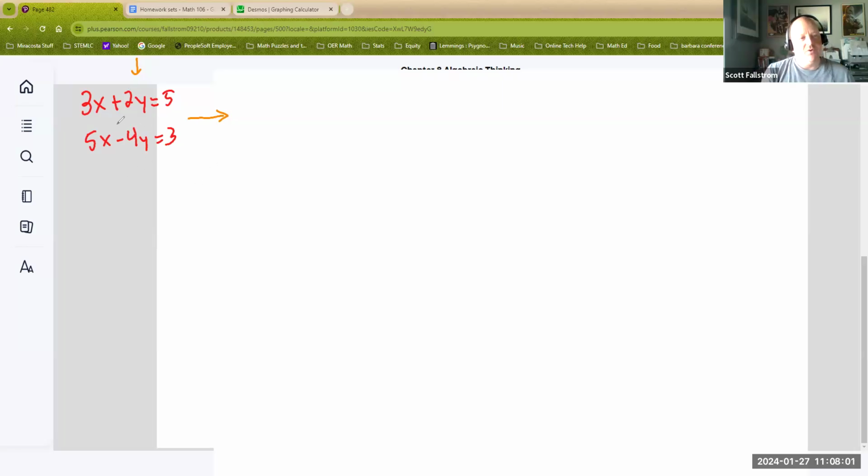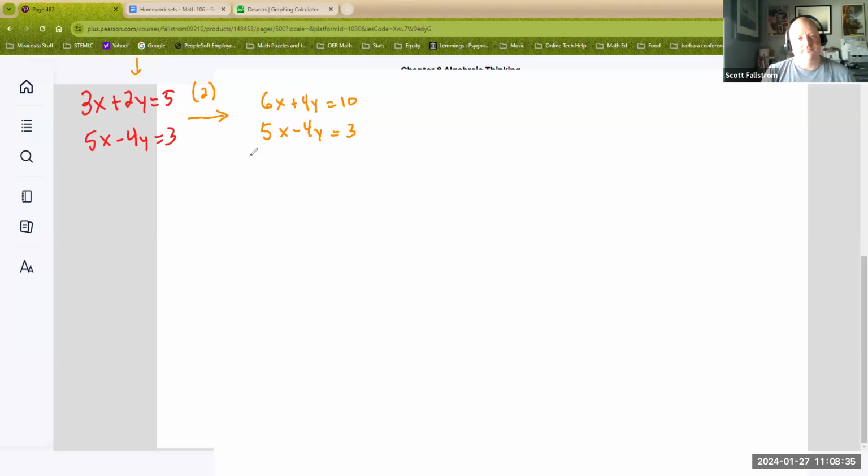Perfect. So I'm going to leave the bottom equation alone because it already has a 4 in it. And then I'm going to scale the top up by 2. So I'm going to multiply everything by 2. So 3x times 2 becomes 6x. 2 times 2 becomes 4y. It stays positive. And 2 times 5 becomes 10. There we go. Now, it seems like you're like, wait, that's it? We're like one step away from being done.